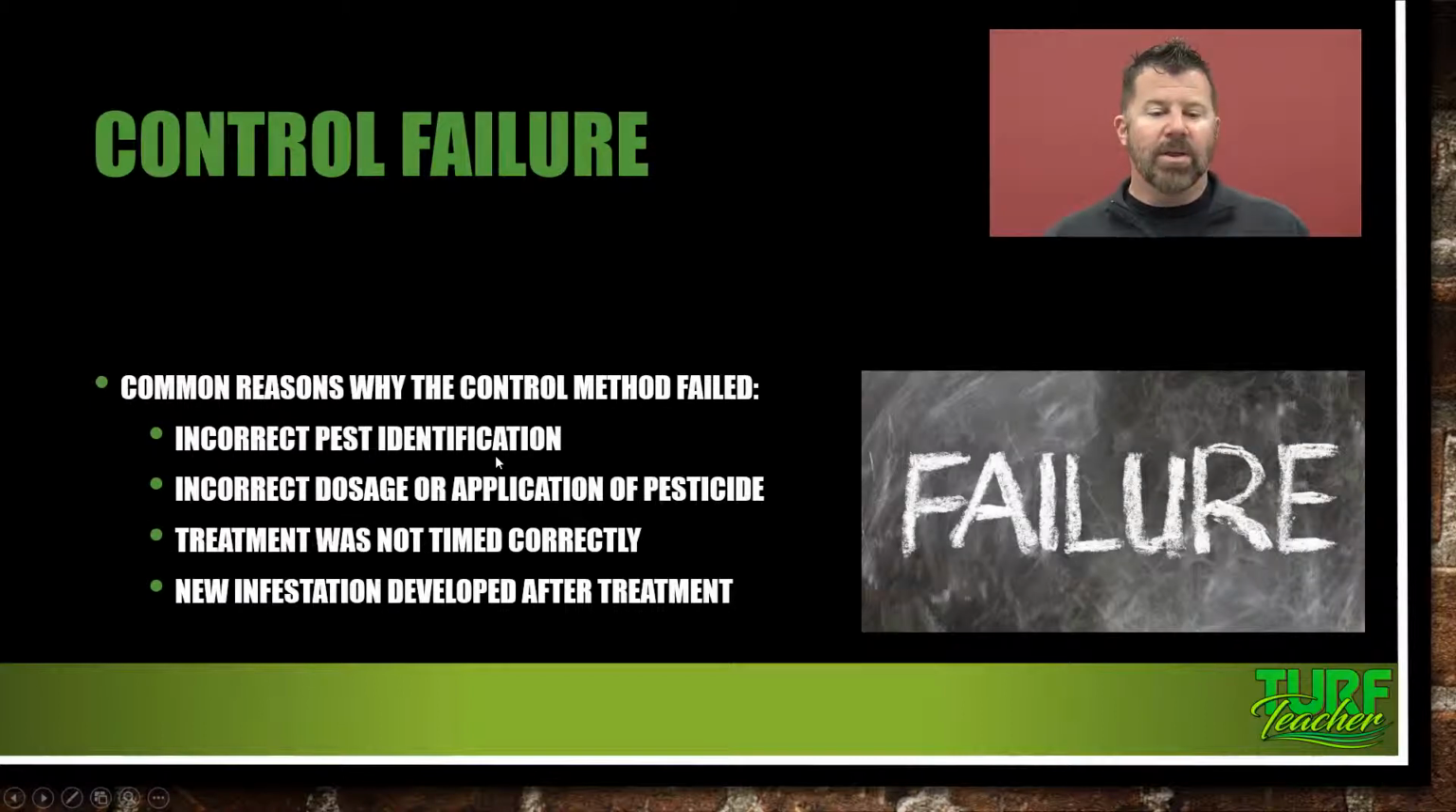Control failure. Common reasons why the control method failed are incorrect pest identification, incorrect dosage or application of pesticide. Hey, I'm putting too little pesticide in there. I'm not getting the correct amount. Apply those pesticides correctly, guys. And then the treatment was not timed correctly. You're doing it too early or too late in the season, or too late or too early in the life cycle of the pest. And then a new infestation developed after the treatment.